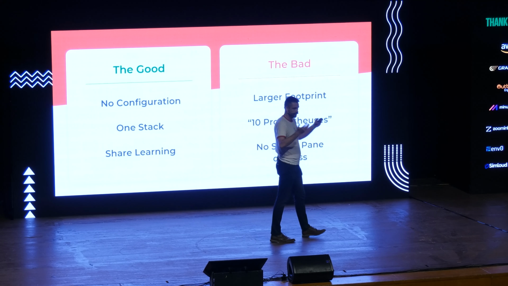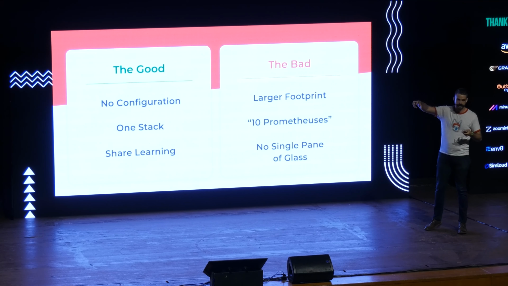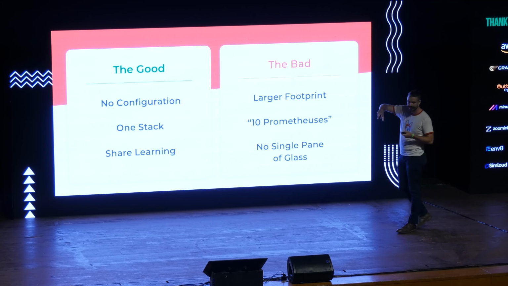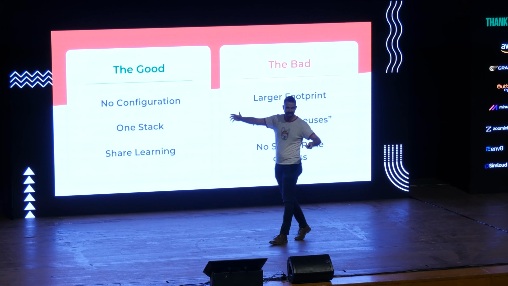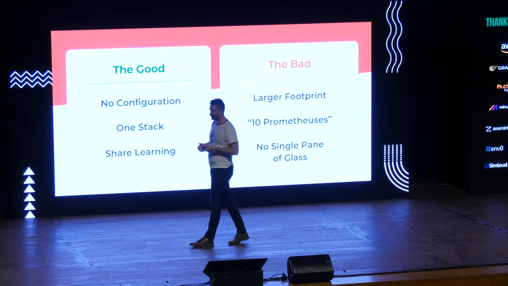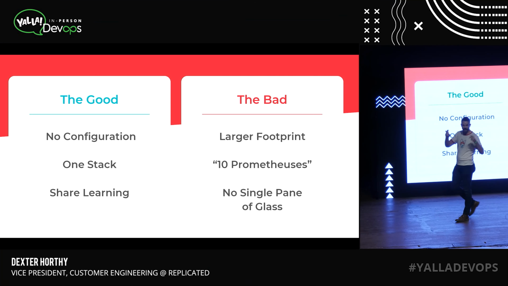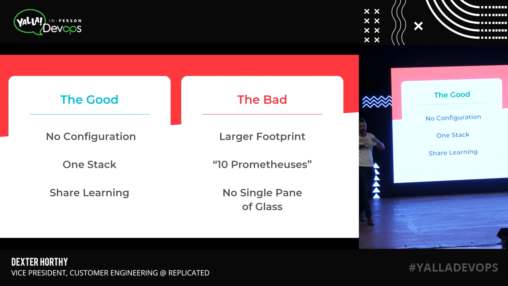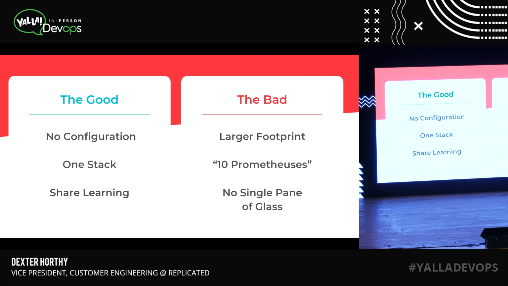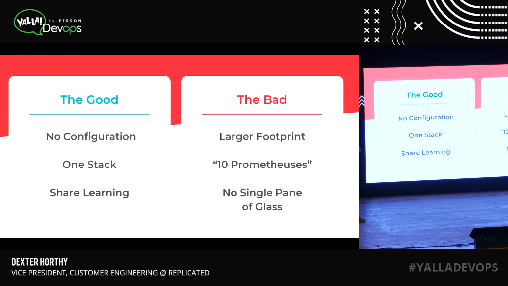Now, on the downside, there's a bigger footprint, right? You're shipping an entire monitoring stack, and heaven forbid you're also doing a Thanos M3 giant scale thing. It gets big. It also leads to what we call the 10 Prometheuses problem, where if every application does this, you have 10 separate little Prometheuses, you have no single pane of glass, and you have a bunch of overhead that's probably not necessary.